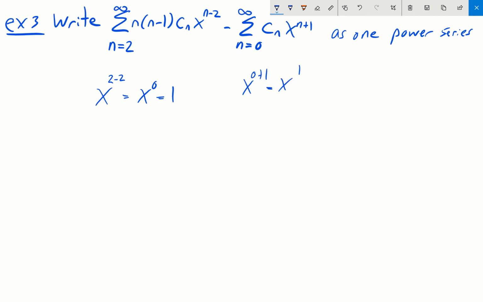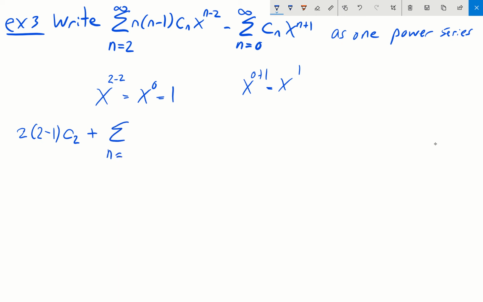One of the things we're going to need to do in order to add these power series is we want each power series to start at the same power of x. So here's the way we can accomplish this. Let's write out the first term in this series. If we plug in n equals 2, we get 2 times 2 minus 1, this would be c_2, and then we just saw this is x to the 0, which is 1. So we get this constant. Plus, then we would have the remainder of the sum.